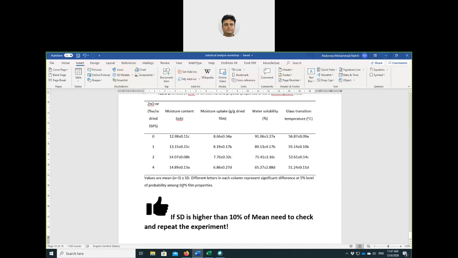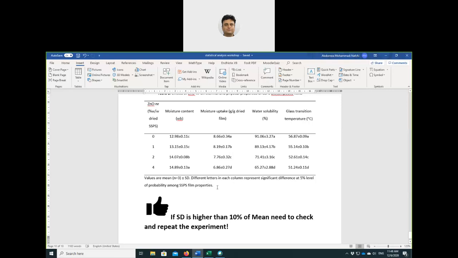SSPS is soluble soy protein, soya something. This is one type of the film. Do not be confused, this is not SPSS. This is SSPS, one primary food material. So different letters in each column, this is the meaning of that, and you use the complement.